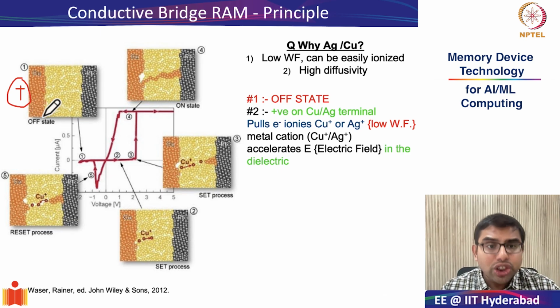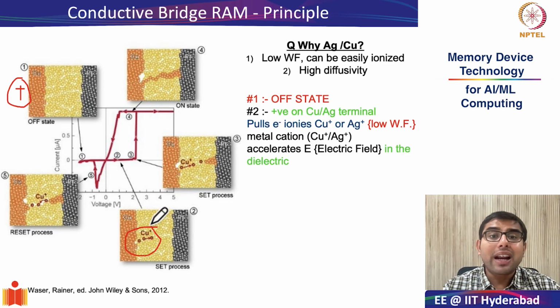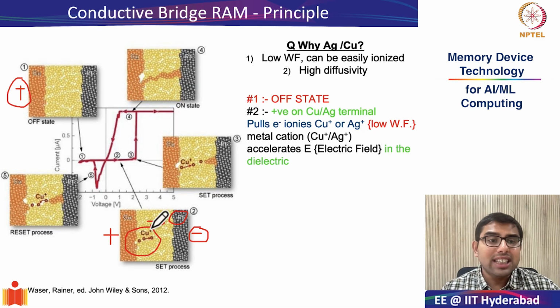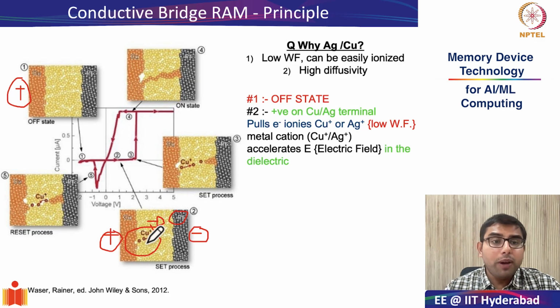Not only that, as you can see in the second figure, these ionized copper cations, by virtue of being easily diffusible through this solid electrolyte, start drifting towards the platinum electrode, because the platinum electrode is at a negative potential. So these copper ions which have got ionized because of the presence of this positive terminal now start getting repelled from this positive terminal and start moving towards this negative terminal.